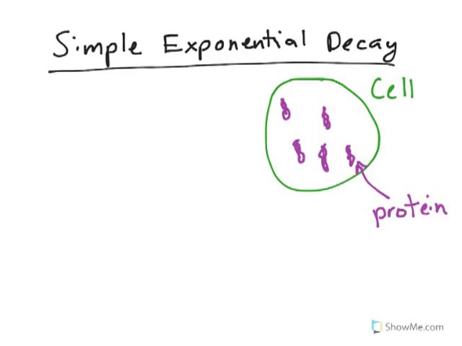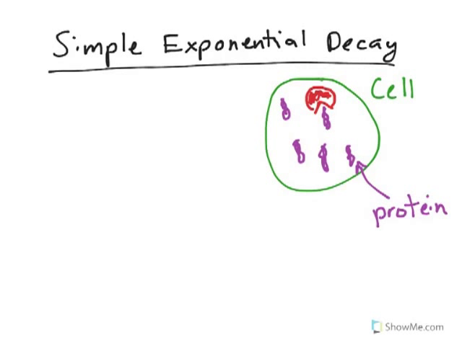And let's say that the cell isn't making any more proteins. So there's no new proteins being added, but they are decaying at some rate. So perhaps there is a Pac-Man-like enzyme that is eating them up and degrading them directly. Or perhaps the cell is getting larger, so if the cell is growing, then the concentration of the protein will be decreasing even if the number of proteins is staying constant.